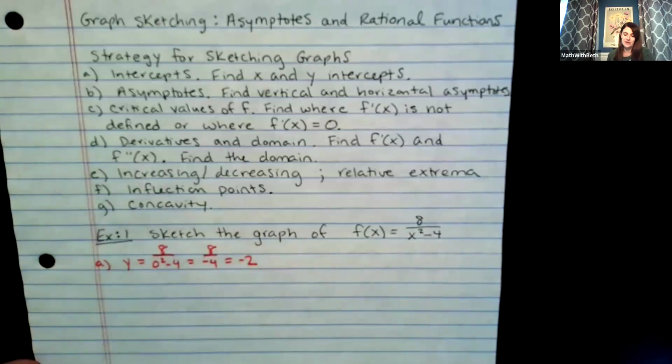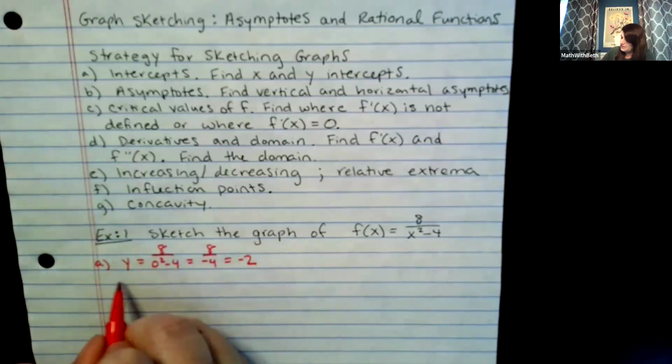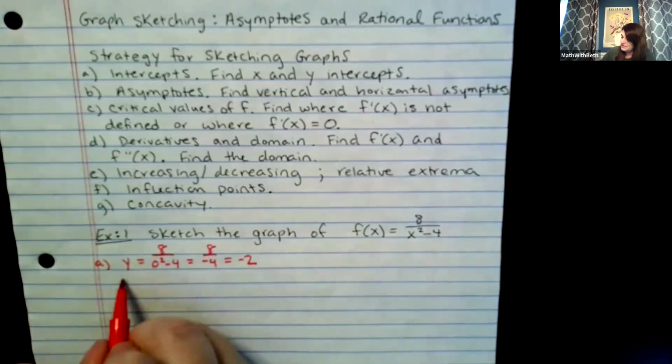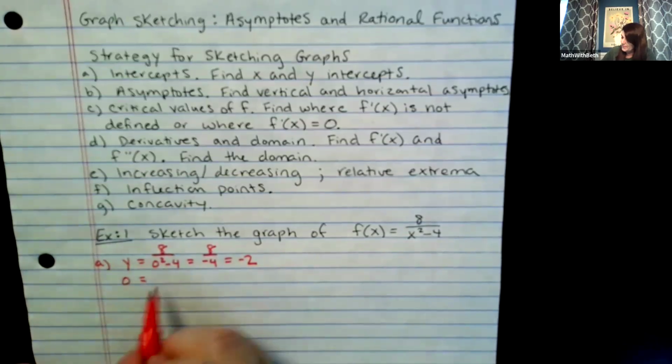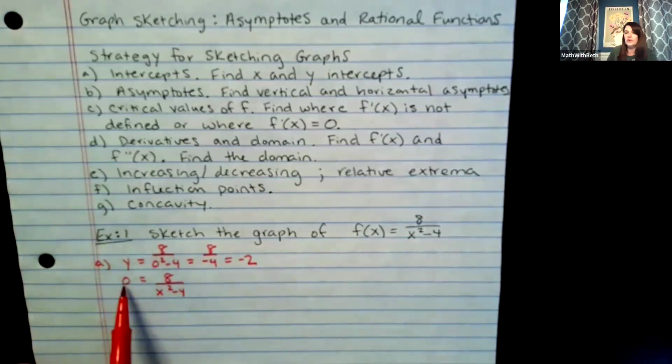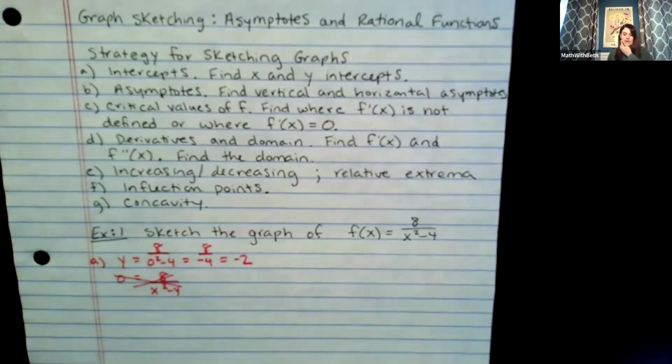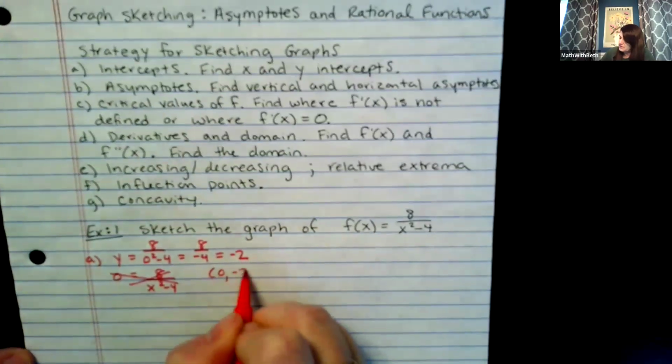That gives us -2. For the x-intercept, we're going to plug in 0 for the y. But since it's a fraction, all that really matters if you're trying to set a fraction equal to 0 is the top. Since 8 can never equal 0, this can't happen. So we are not going to have any x-intercepts. So the only one we have so far is the y-intercept.